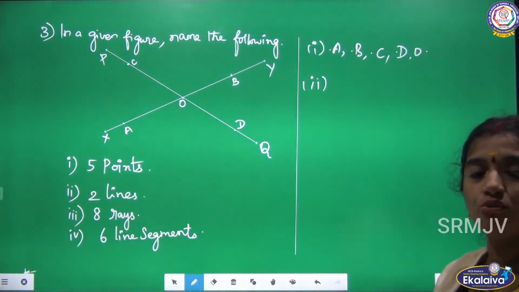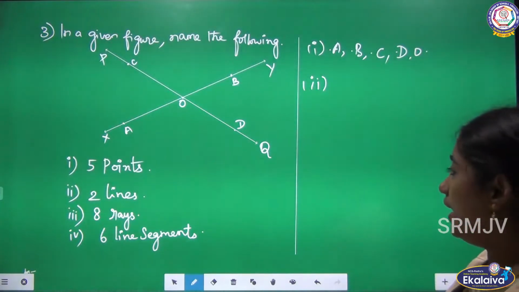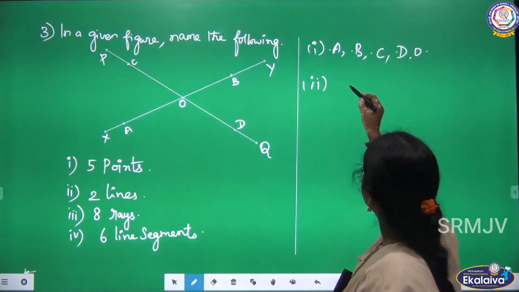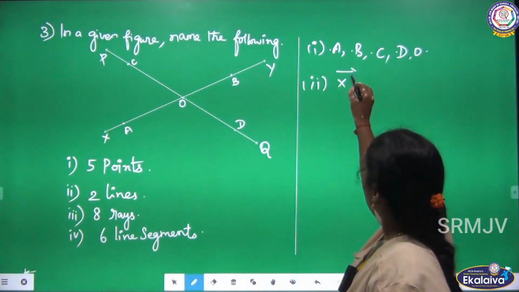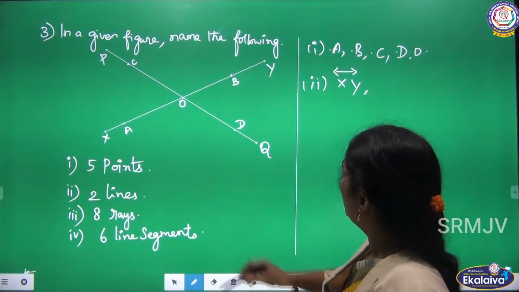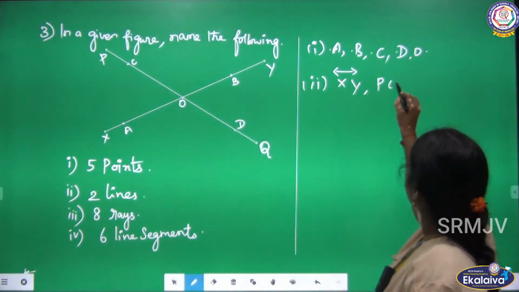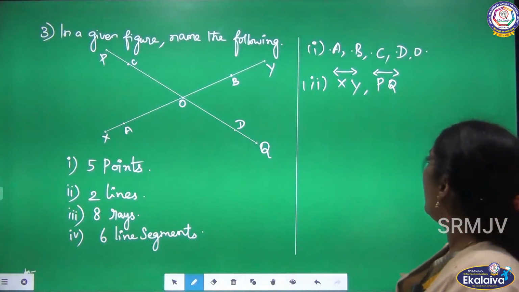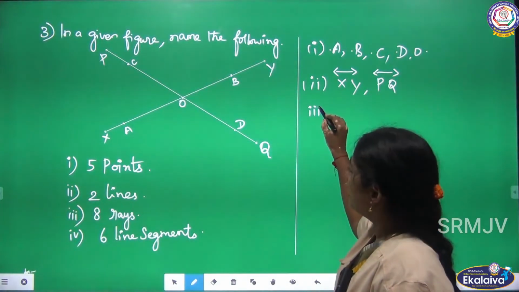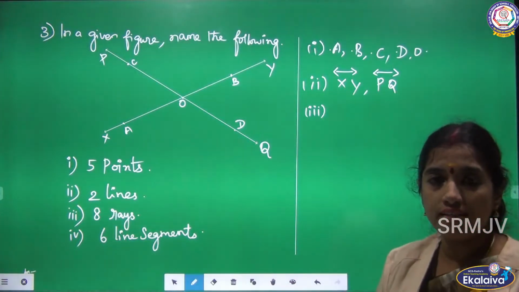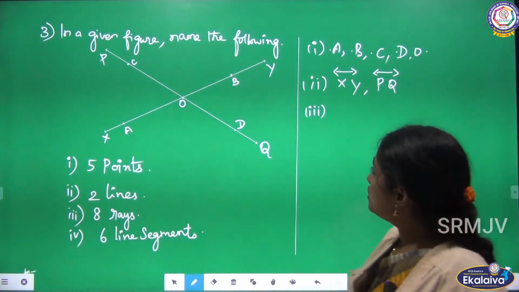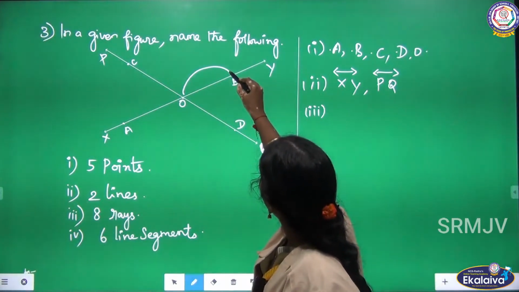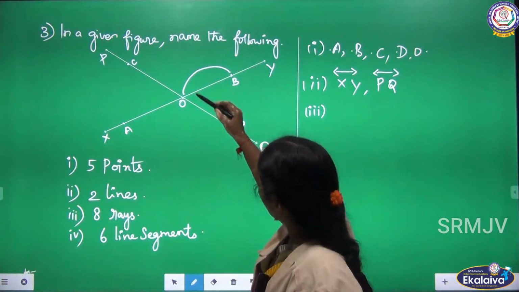I said that there is no starting point and no end point in lines. Shall I write this? Lines XY, comma, PQ. These are the two lines given in the figure. And the third one, 8 rays. The starting point is there, but there is no end point. Just see this. I can write OB. Listen, OB, once again.